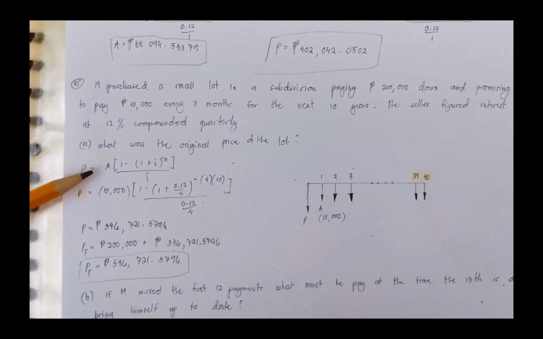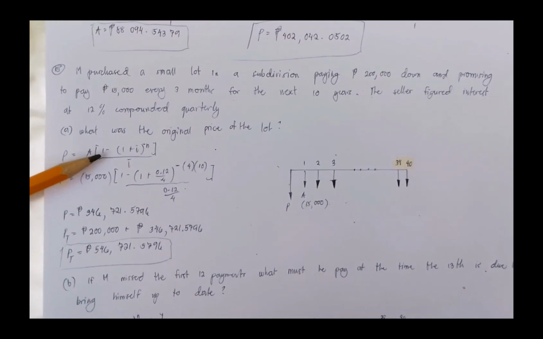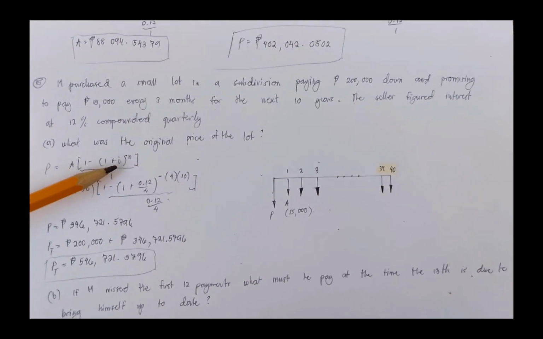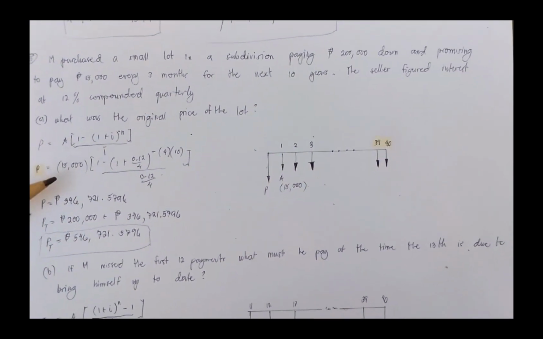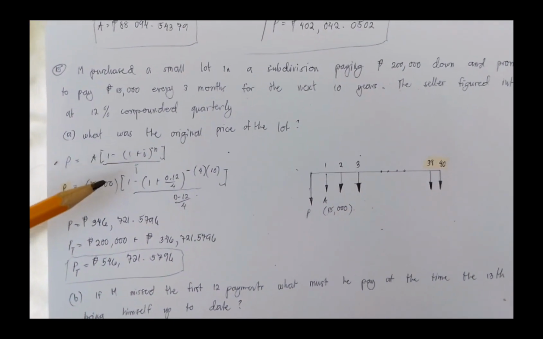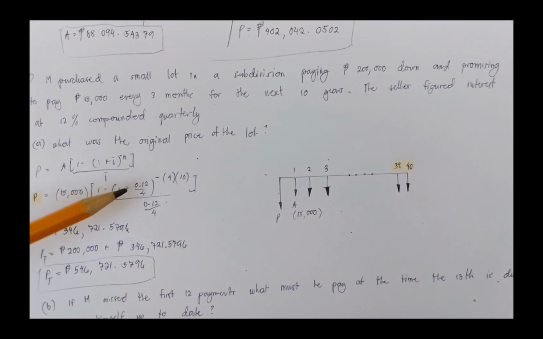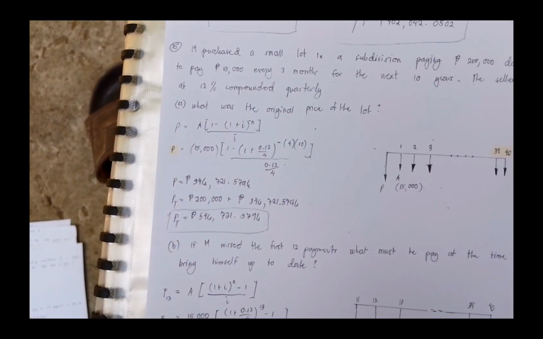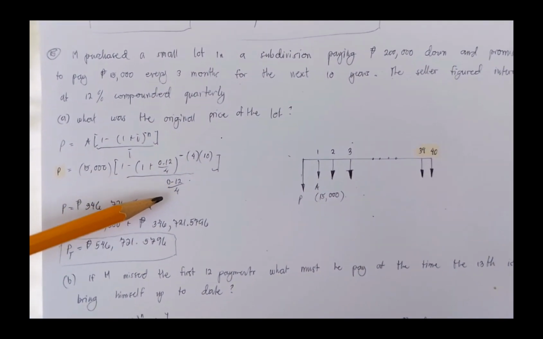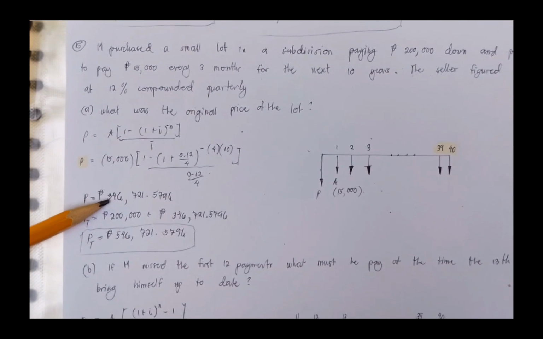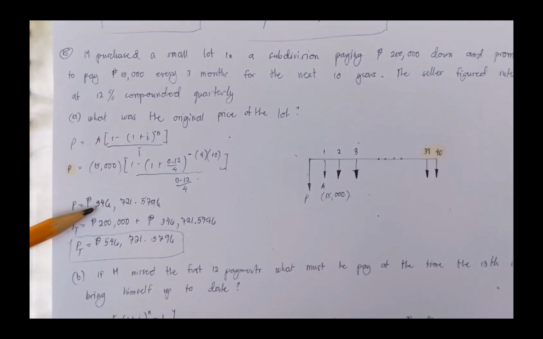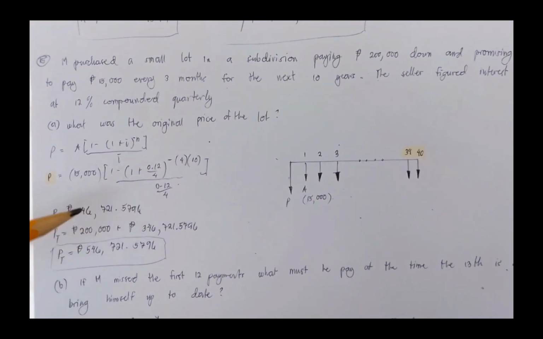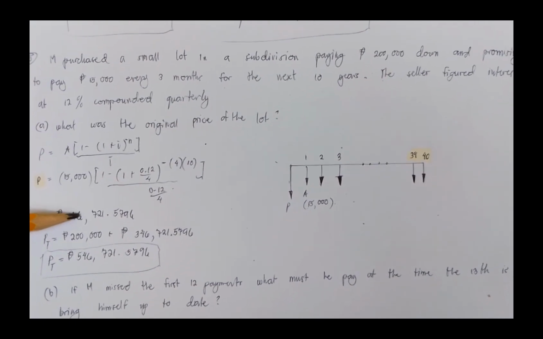So simply substitute: P is equal to A, our annual payment, times the quantity of 1 minus the quantity of 1 plus i raised to negative n. Then substitute 15,000 times the quantity of 1 minus the quantity 1 plus 0.12 over 4 raised to negative 4 times 10, or 40, all over 0.12 over 4. So we could get P of 346,721.5749. This is the left unpaid, not yet paid.